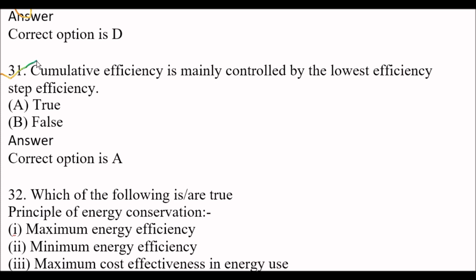Cumulative efficiency is mainly controlled by the lowest efficiency step. Efficiency is true or false? Is true. Okay. Next question.